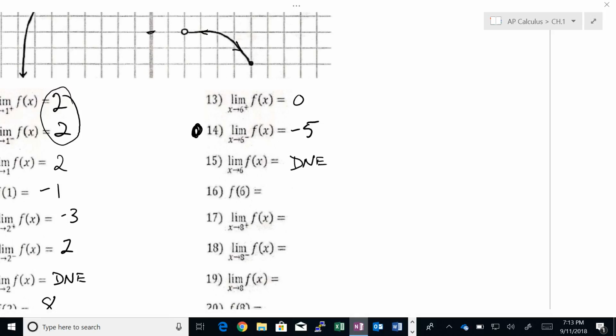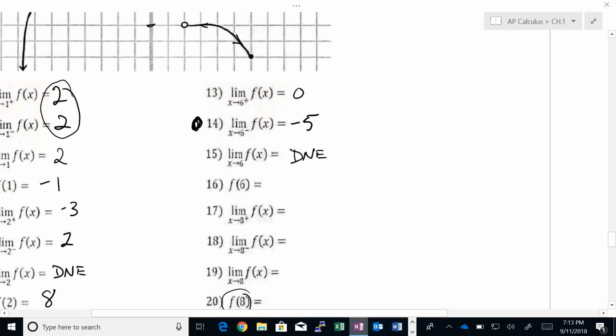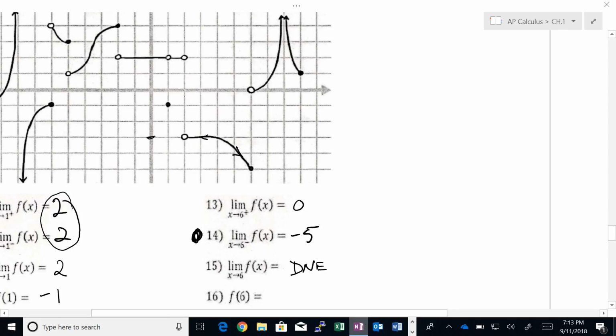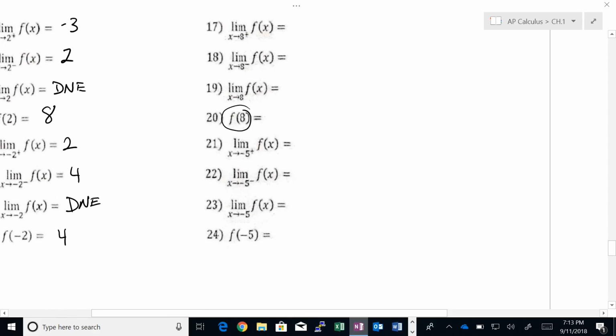Okay, someone's asking for number 20 here. F of 8. If you look at 8, 1, 2, 3, 4, 5, 6, 7, 8. All right, and you can tell that this is kind of like an asymptote. So there's no value there. So the answer of that is does not exist. Both of those are going up to infinity.